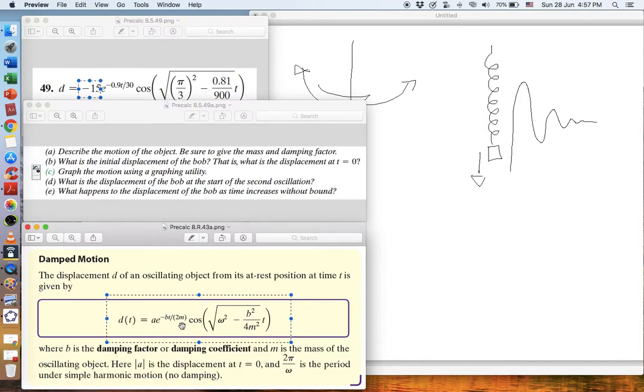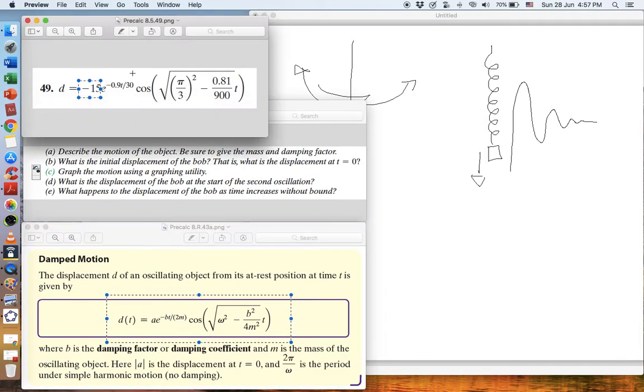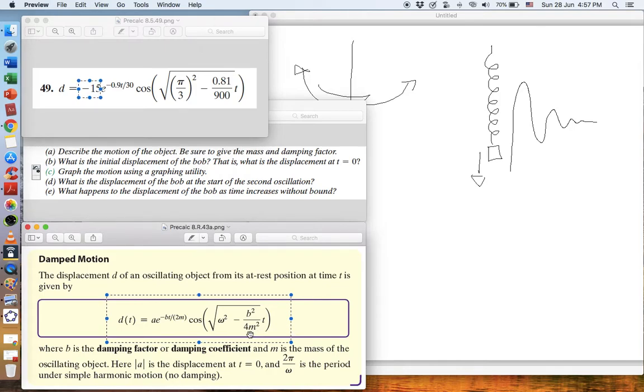30 is 2 times the mass, so our mass is 15, and we can also find that here in the square root. 4m squared equals 900. 4 times 15 is 60. 4m squared, 15 squared is 225, times 4 is 900. And then 0.9 squared is 0.81. That all checks out. What's the initial displacement? Again, that's 15.